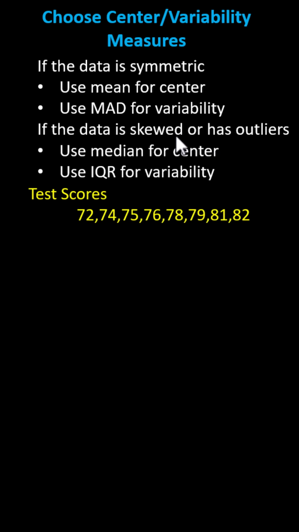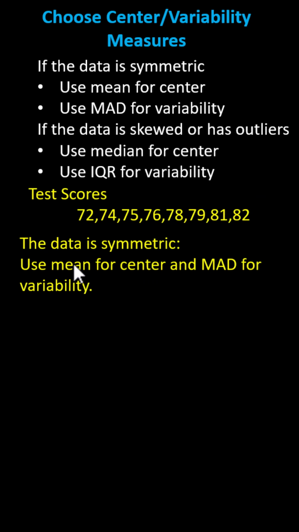If the data was skewed or had outliers, we would use the median for the center and the interquartile range for variability. So again, because the data is symmetric, we will use the mean for the center and the mean absolute deviation for the variability. Let's begin by determining the mean.